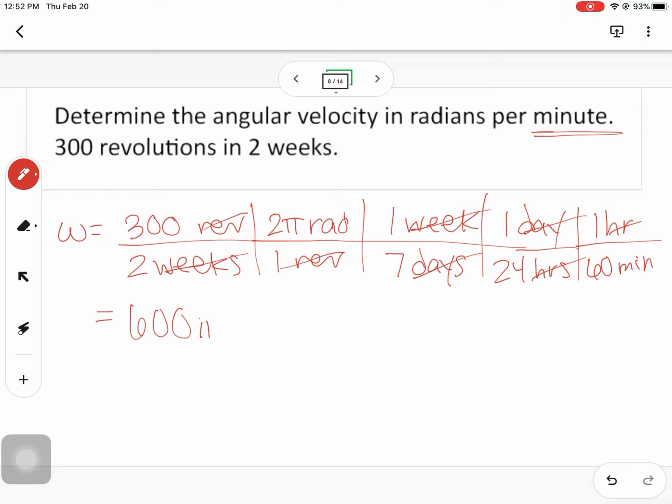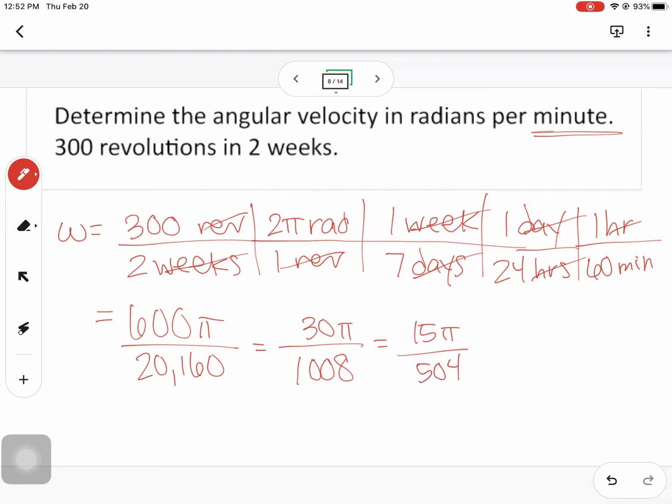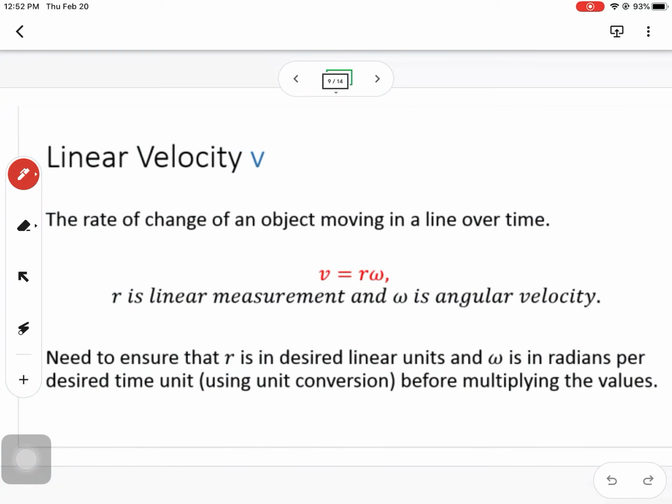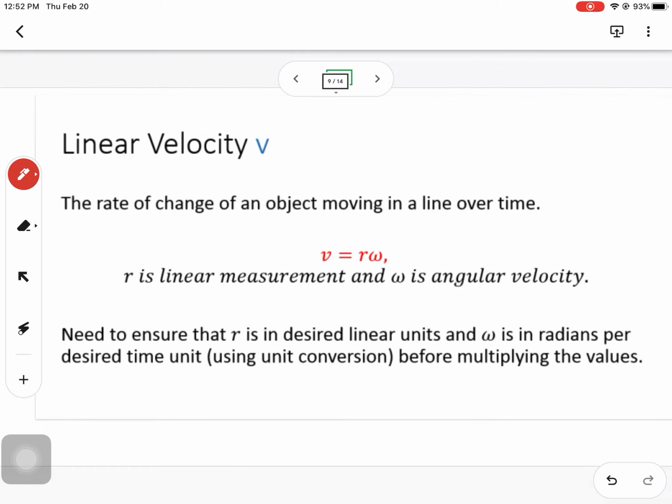So I have 600 pi over 2 times 7 times 24 times 60, which gives me 20,160. We can simplify this a little bit. If I divide them both by 20, that should give me 30. Again, that'll simplify some more. 15 pi over 504, and that's probably about as far as it goes. On this section of the test, you will get a calculator, so don't worry too much about those large numbers. That's going to be fine.